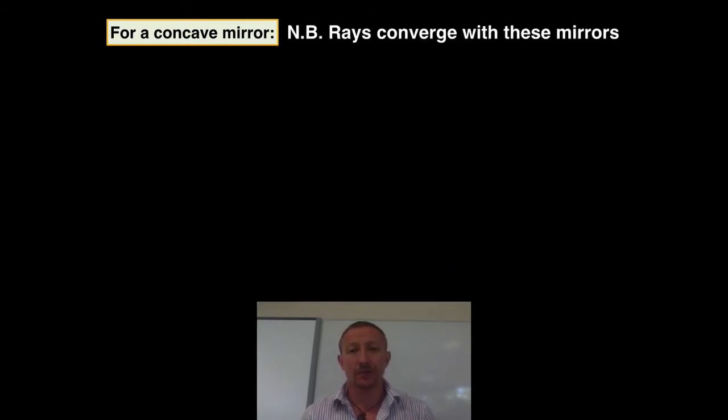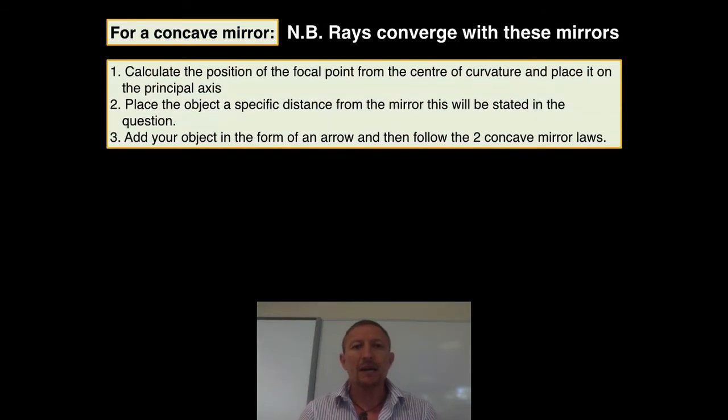Now, a concave mirror basically causes our image or our rays to converge. When it converges, they bend in on each other and they cross. So basically what we need to do is work out our focal point either from the center of curvature or from the question. We place our object on the template, a certain distance away from the mirror, and then we have to follow the two concave mirror laws.